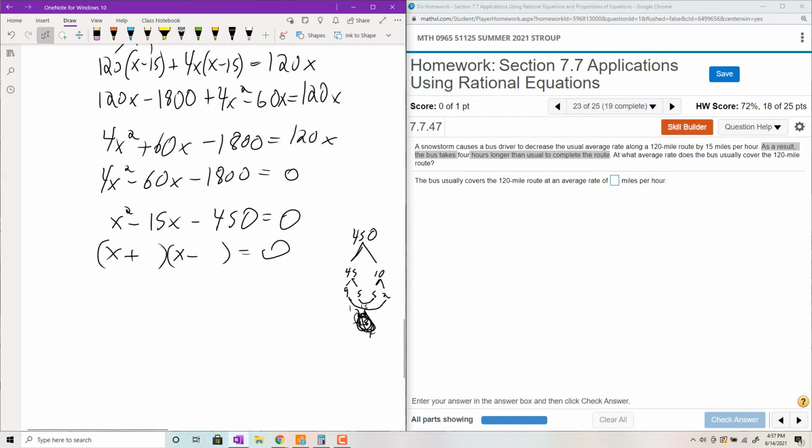How about 15 and something? 450 is 3 times 3 times 5 times 5 times 2. So you could group like 75 and 6, won't work. 15 and 30. There it is. So 15 here, and then the leftover bits, 3 times 5 times 2, is 30. Okay, so it'd be x plus 15, x minus 30, set each equal to 0.